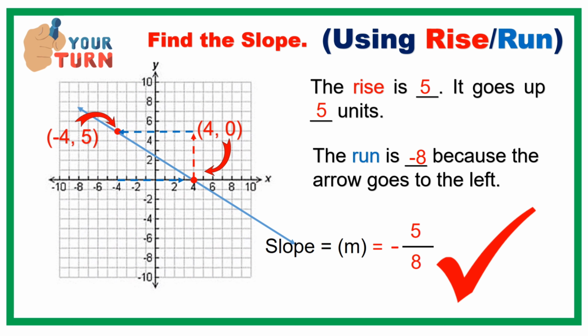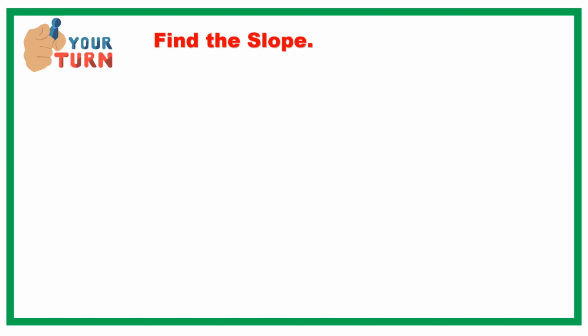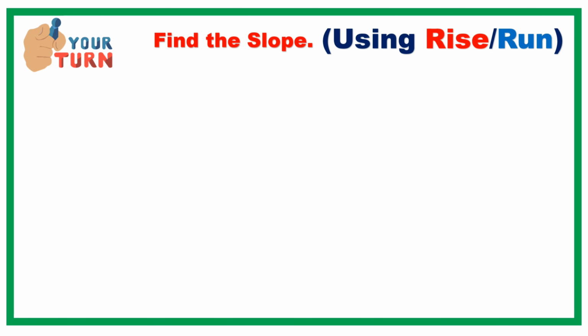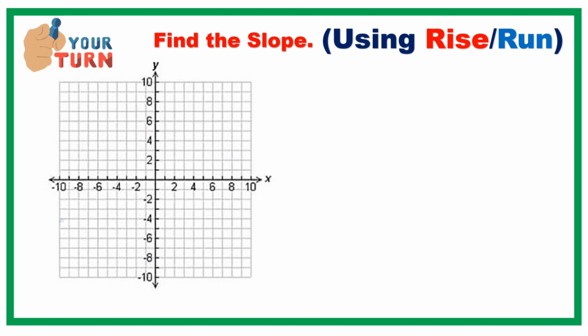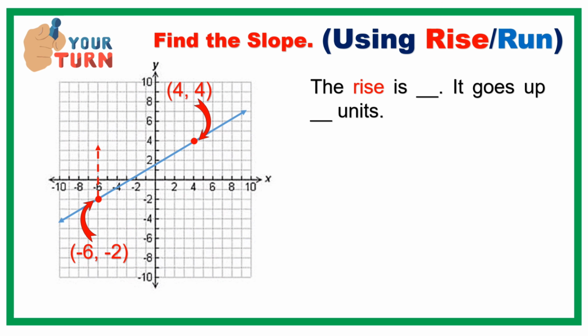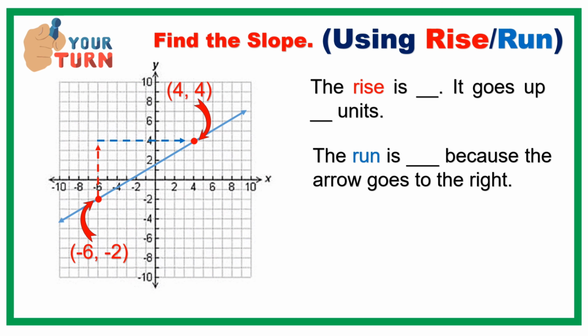Let's find the slope using rise over run. Here is our line and here are the coordinates: (-6, -2) and (4, 4). The rise is blank, goes up blank units. The run is blank because the arrow goes to the right. Slope, or our m, equals rise over run. You have 10 seconds to answer this.